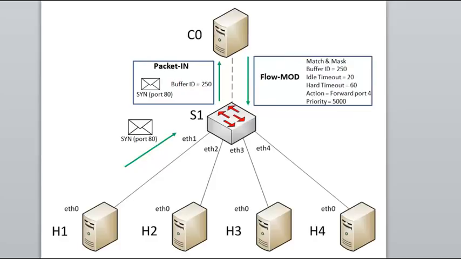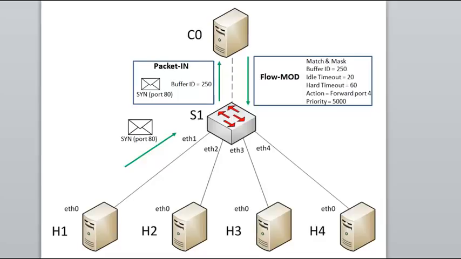Flow modification. Alternatively, the controller might also send a flow modification message. A flow modification message instructs the switch to install a new flow entry in its flow tables. Flow entries let the switch know what to do when future similar packets arrive at the switch based on matching fields and masks. So in this example, a controller might send a flow modification message saying effectively, any TCP port 80 requests from the IP and MAC of H1 to the IP and MAC of H4, send all of those out your port 4.